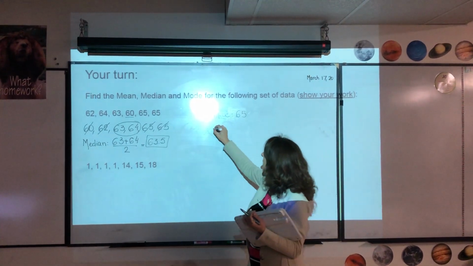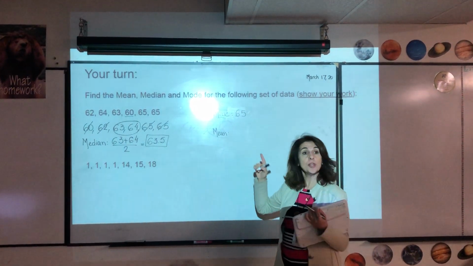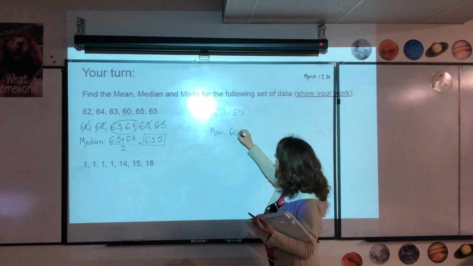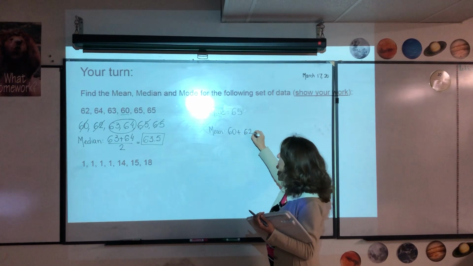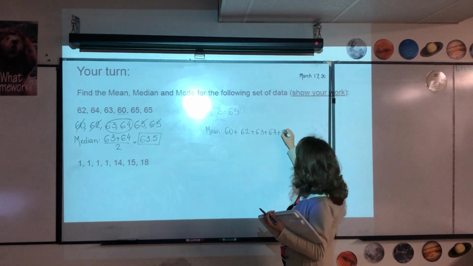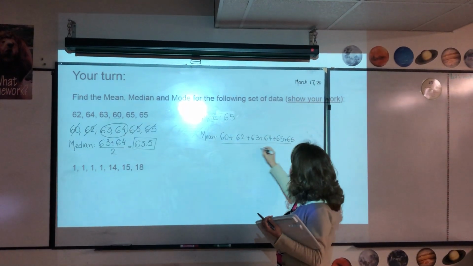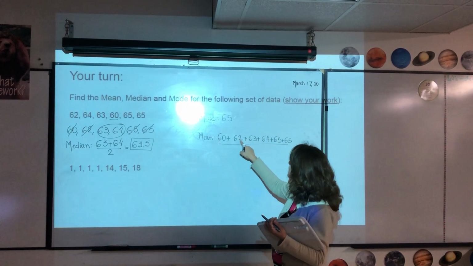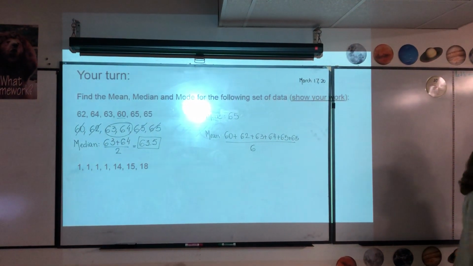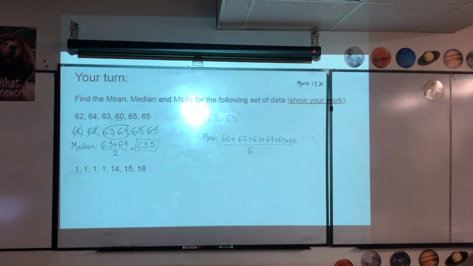And then the last one that I have to do is the mean. The mean is what? All the numbers added up divided by the amount of numbers I have. So it's 60 plus 62 plus 63 plus 64 plus 65 plus 65 divided by 6. 1, 2, 3, 4, 5, and 6. All right, for this one, I will give you a minute so you can use your calculator and let me know how much you found.